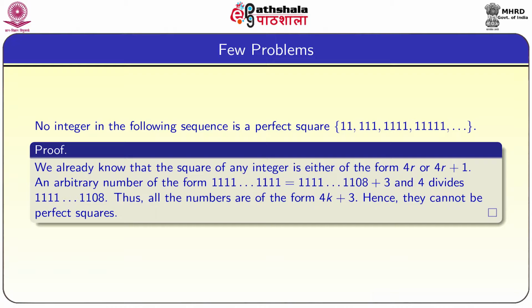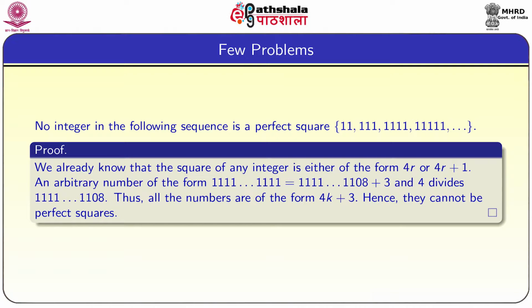So, what is our objective? All the numbers here are of the form 1, 11, 111, and so on, all ones. We have to show that none of them is a square. So, what is the idea? How can we proceed to solve this problem? We already know that the square of every integer is either of the form 4r or 4r plus 1. So, if we are able to show somehow that all those numbers 11, 111, 1111 and so on are of neither of these forms, that means neither 4r nor 4r plus 1, then we are done.